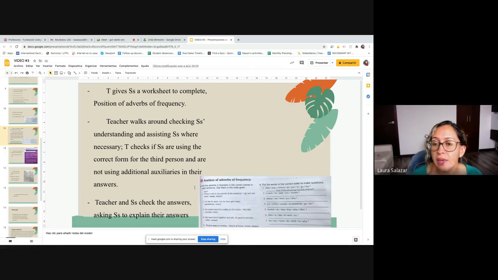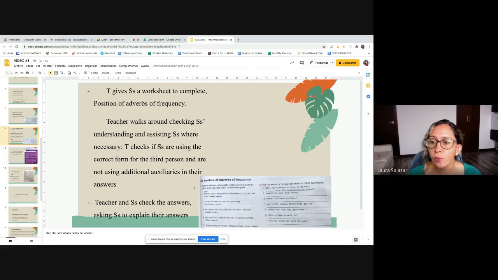In the second part, it says put the words in the correct order to make them questions. They have an example of how to do it. That is very important because you give a guide to the students of how to do the whole exercise. So the first sentence says, often how cinema do you to go the.